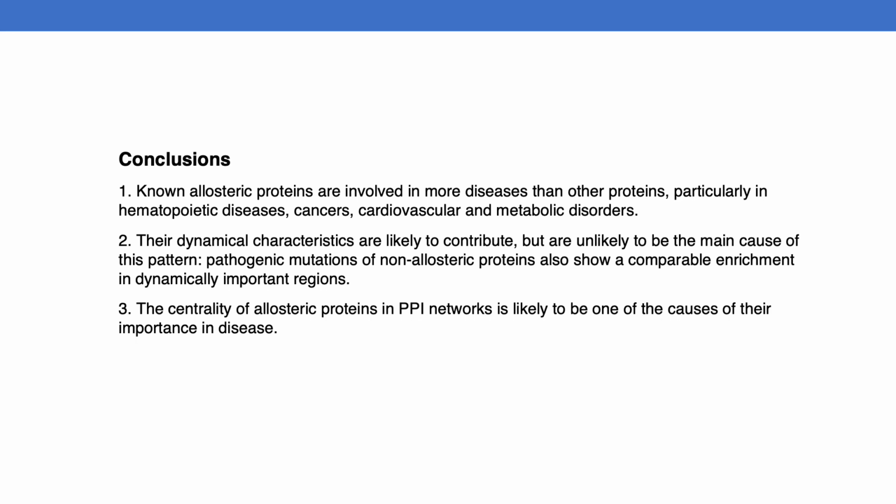I conclude the presentation with a summary. Allosteric proteins are much more important in disease than other proteins. Their dynamical characteristics probably do contribute, but are unlikely to be the main cause of this pattern. And the centrality of allosteric proteins in protein-protein interaction networks is likely to be one of the main causes.